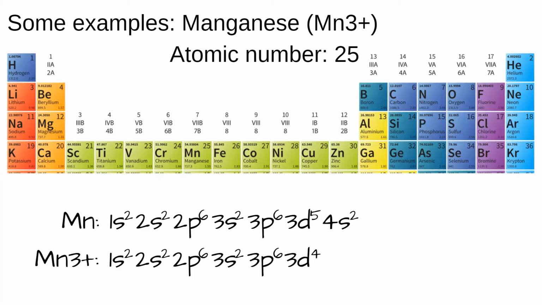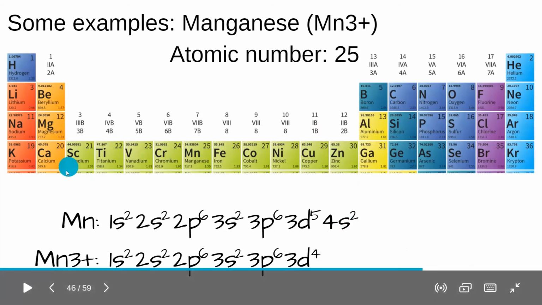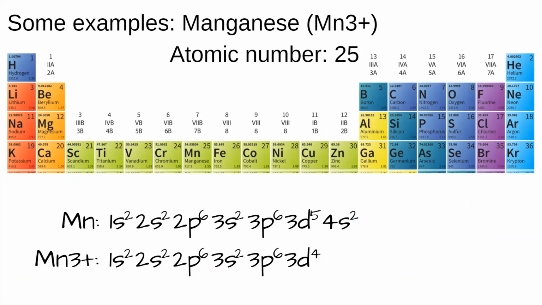So see if you can write the electron arrangement for the ion copper 2+. You can write the electron arrangement for copper, and then because it's 2+, you'll need to take away 2, starting from the end and working backwards. Put your answer in the comments below, and I will let you know if you are right.